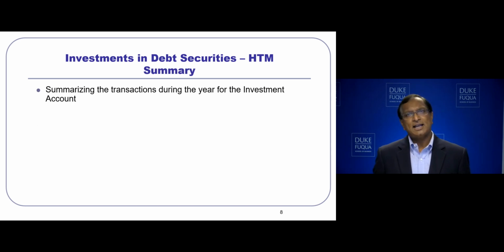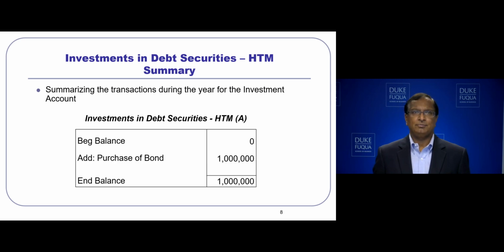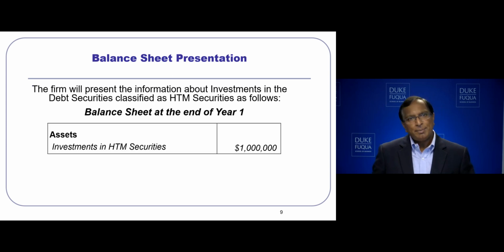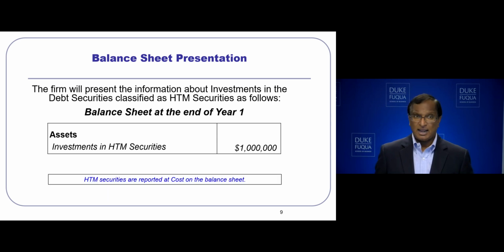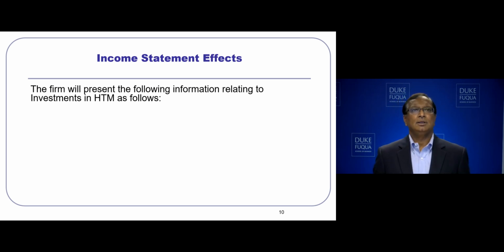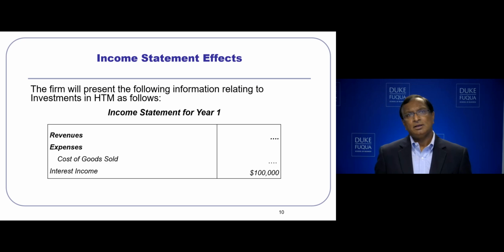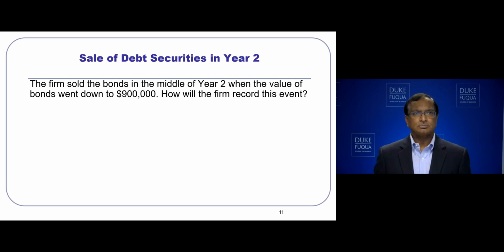Let's summarize the transactions during the year for this investment account. So the firm purchased $1 million, and that will be the ending balance for the investment in debt securities. And on the balance sheet, the firm will report this $1 million in investment in HTM securities. And as mentioned before, HTM securities are reported at cost because value changes are not recorded on the balance sheet. Now let's look at the income statement. Recall that the firm received interest income of $100,000, and that will be in the income statement, increasing net income.